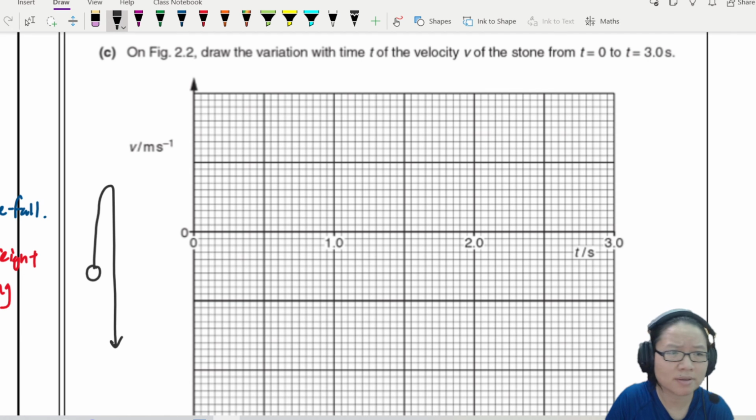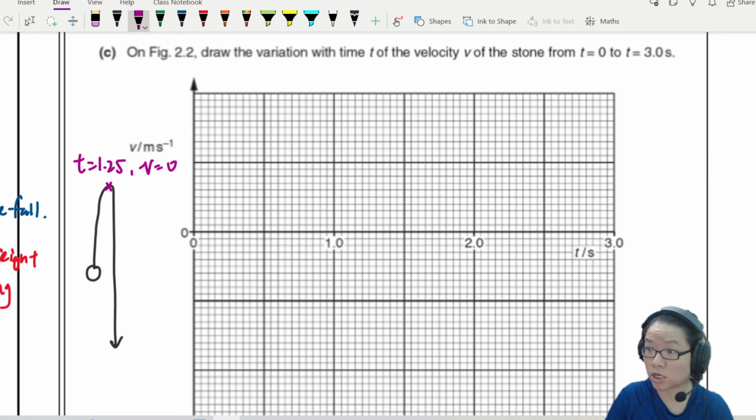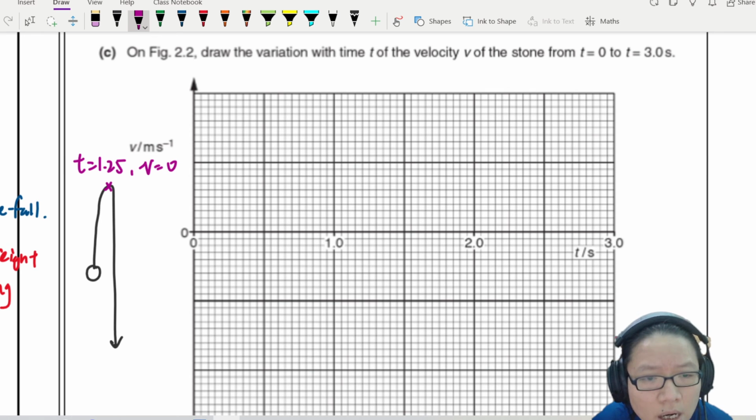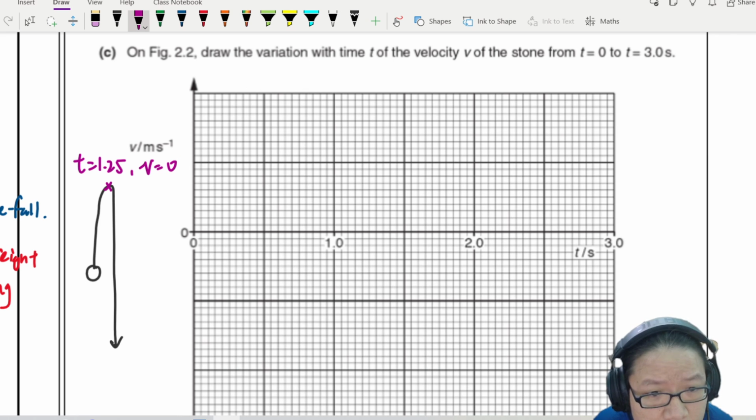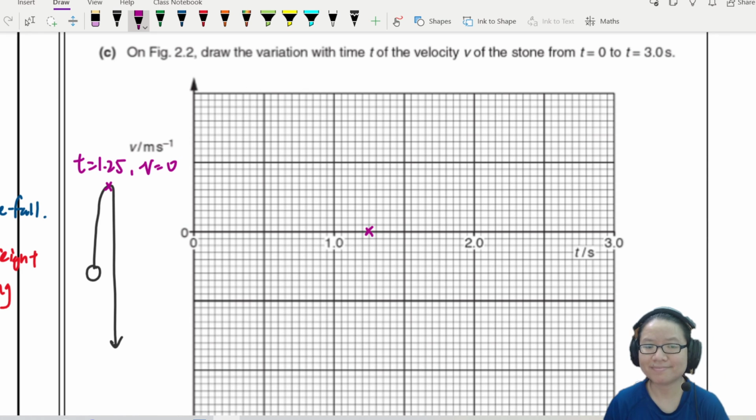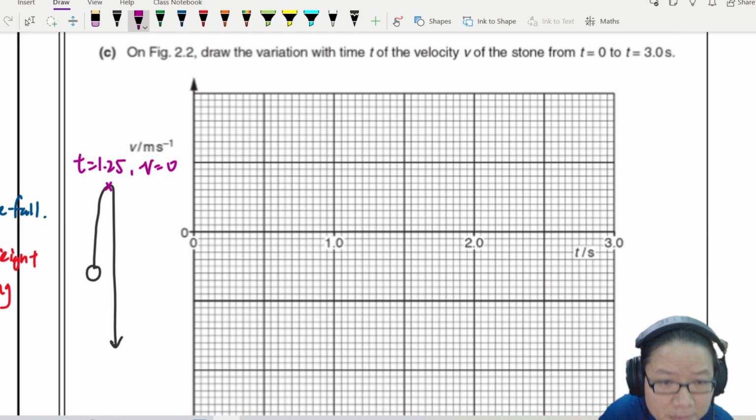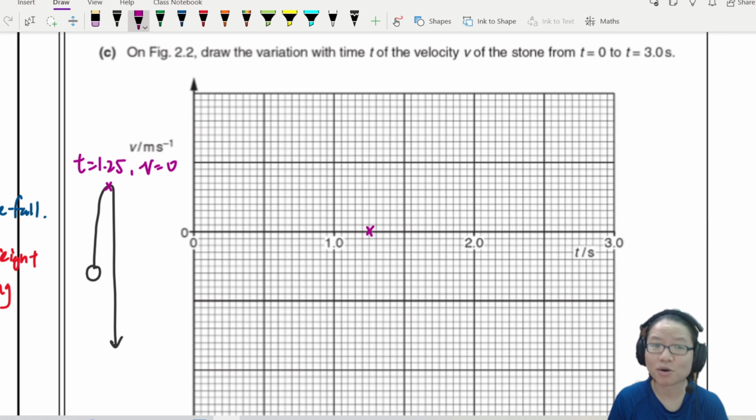Okay, teacher, you say we got a lot of information. I got nothing, man. I know that here, t is 1.25, v is 0. That's a lot. Okay, let's put that in. 1.25 is here and 0. Okay, let me plot properly. This is your favorite point. We use this so much in our calculation, right?